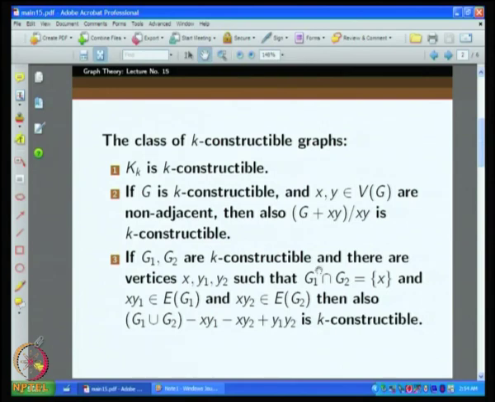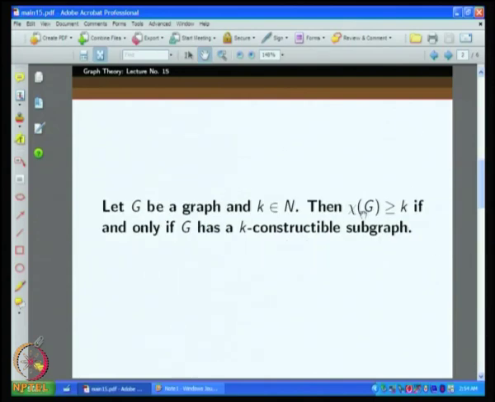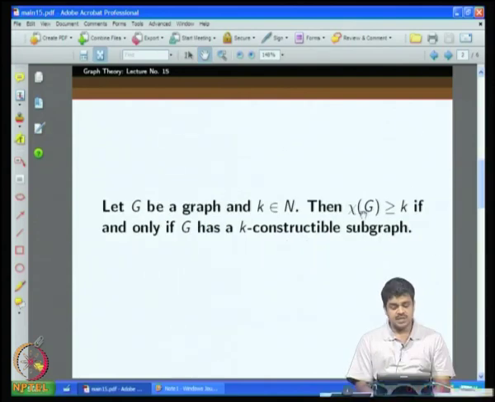All graphs which can be constructed in this way are K-constructible. This is what we told yesterday, and we also argued that if a graph is K-constructible, then it needs k colors to color, its chromatic number is k. What was the argument? For the first rule it is very clear: if it is a complete graph on k vertices, then it needs k colors to color, its chromatic number is k.